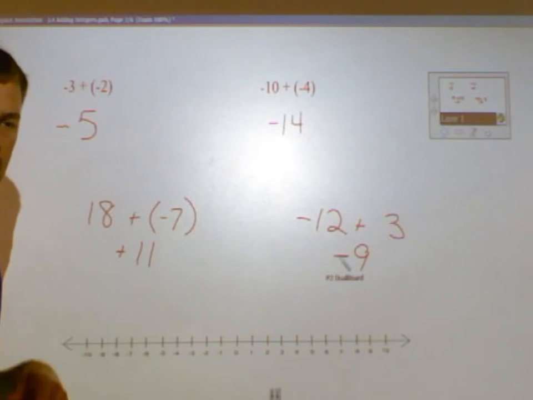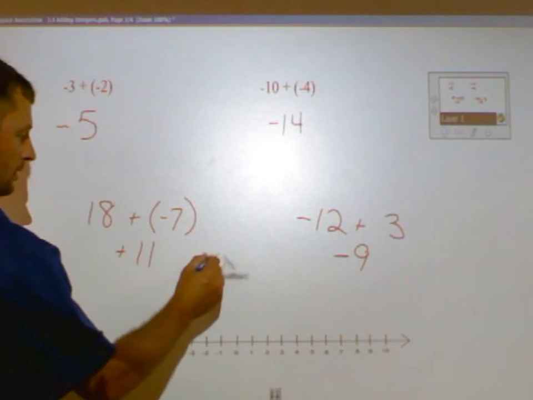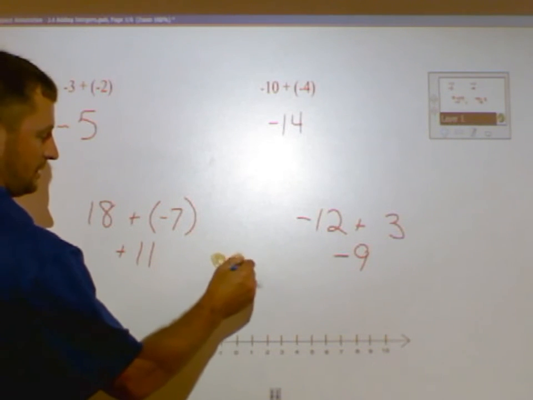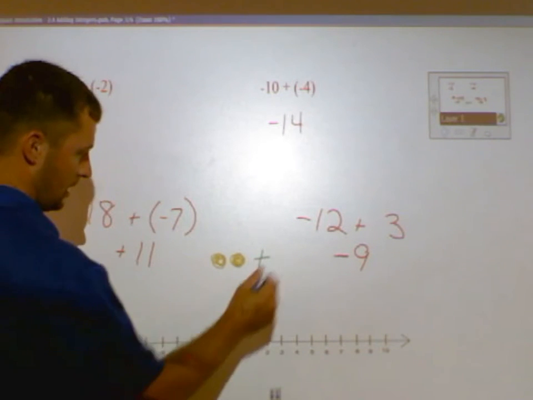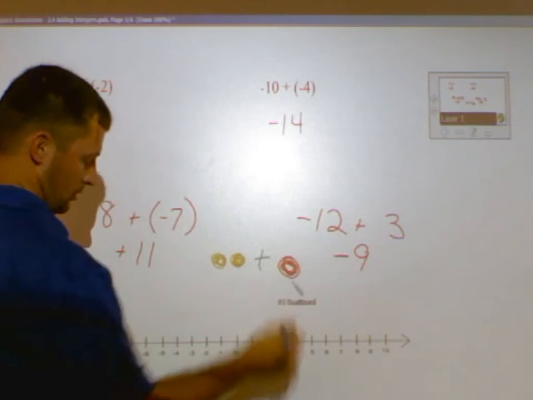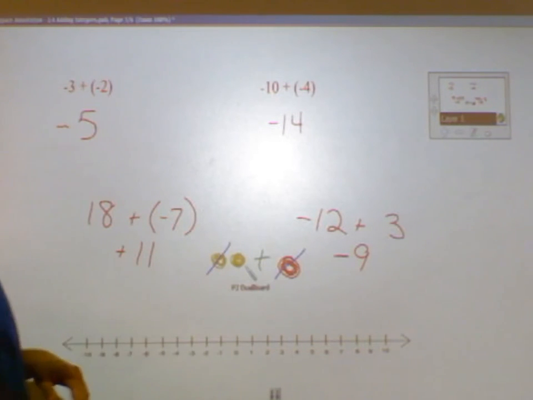Now last year we talked about this a lot with the dots. We had yellow dots. Say we had 2 positives, and we added to it a negative. Once we put them together, they canceled out. How many am I left with? It's the same idea. We'll look at this a little bit in class next time.